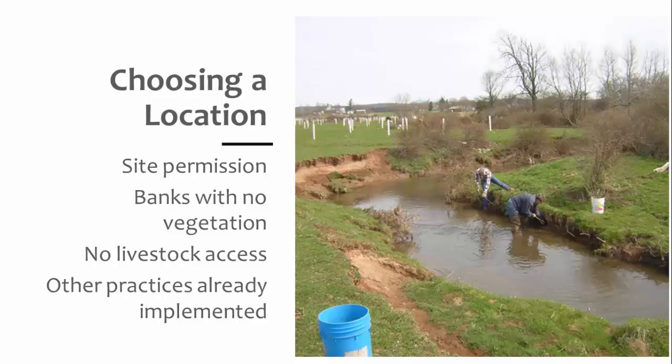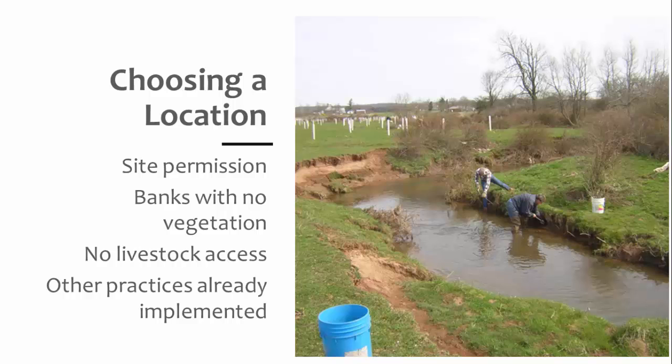The first step in the process of live staking is to choose a good location. This practice works best to restore banks with no vegetation or possibly just grasses that are draped over the edge. Choose an area where disturbance is minimal and, if livestock are present, they've been excluded from the stream. Live staking is a great second practice to add where riparian buffers or livestock fencing have already been implemented.